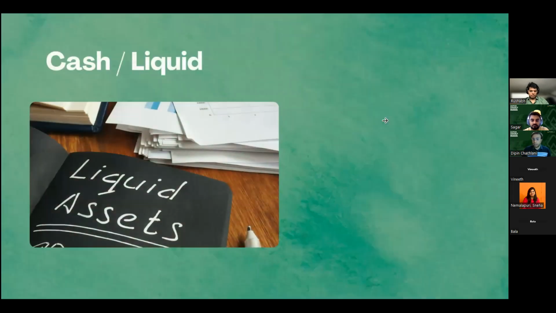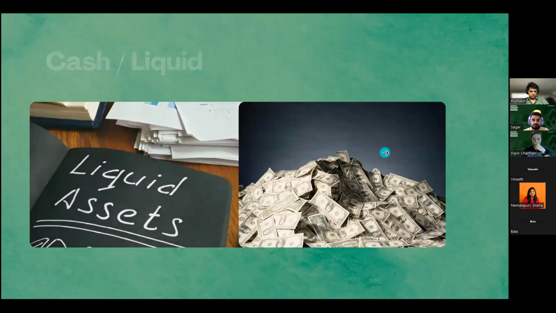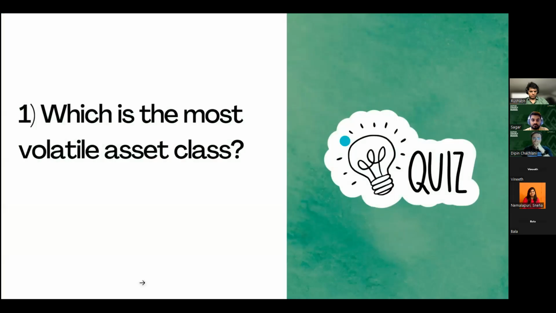Yeah. And then we have the cash and liquid, which is nothing but your liquid investments. So nothing to be explained here.